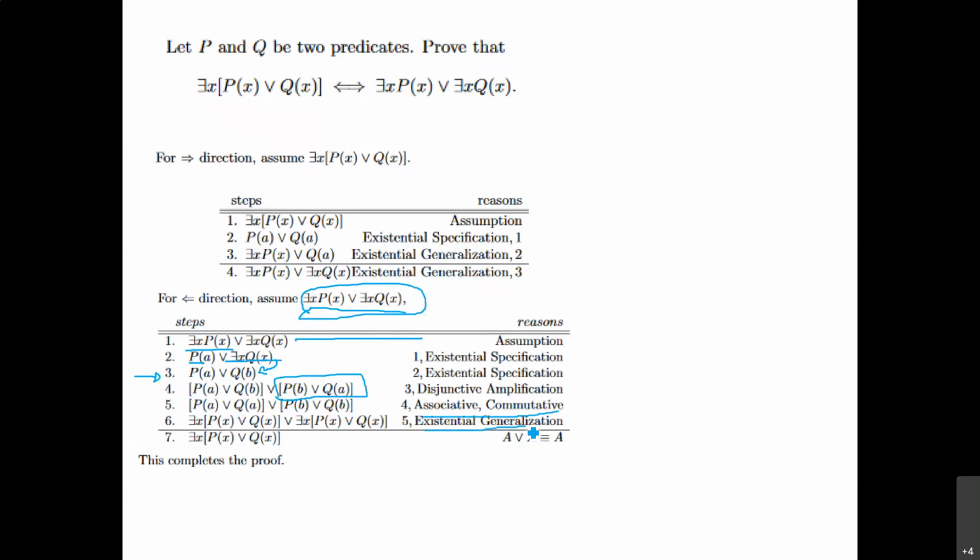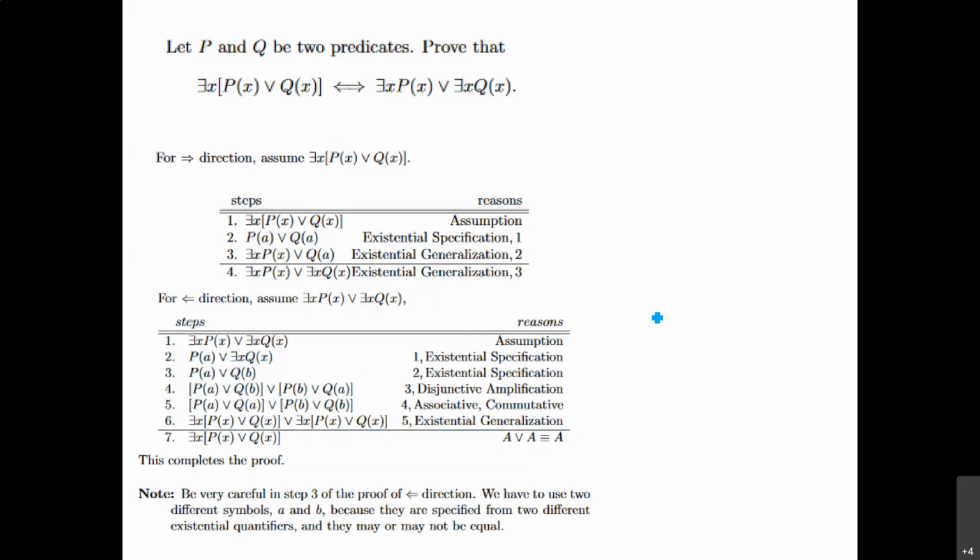Now we go back with the generalization. There exists X that makes this true, or there exists a different X that makes this true. A or A is equivalent to A. This completes the proof.